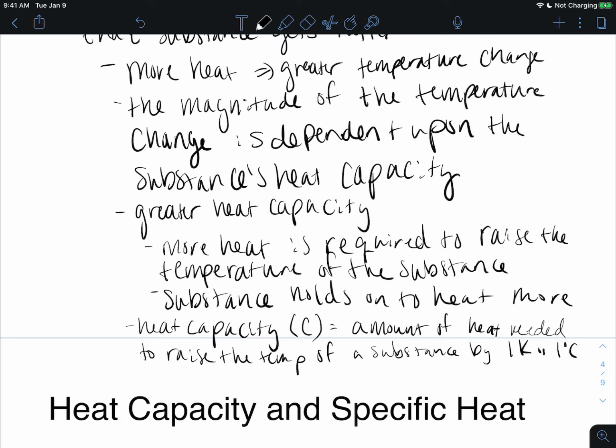They have the same difference in their degrees, right? If you change by 1 Kelvin, you're going to change by 1 degree Celsius. So those are going to be interchangeable within heat capacity. Okay? And then when we're talking about a substance's heat capacity, it could either be a molar heat capacity or a specific heat, depending on what unit of substance we're using.